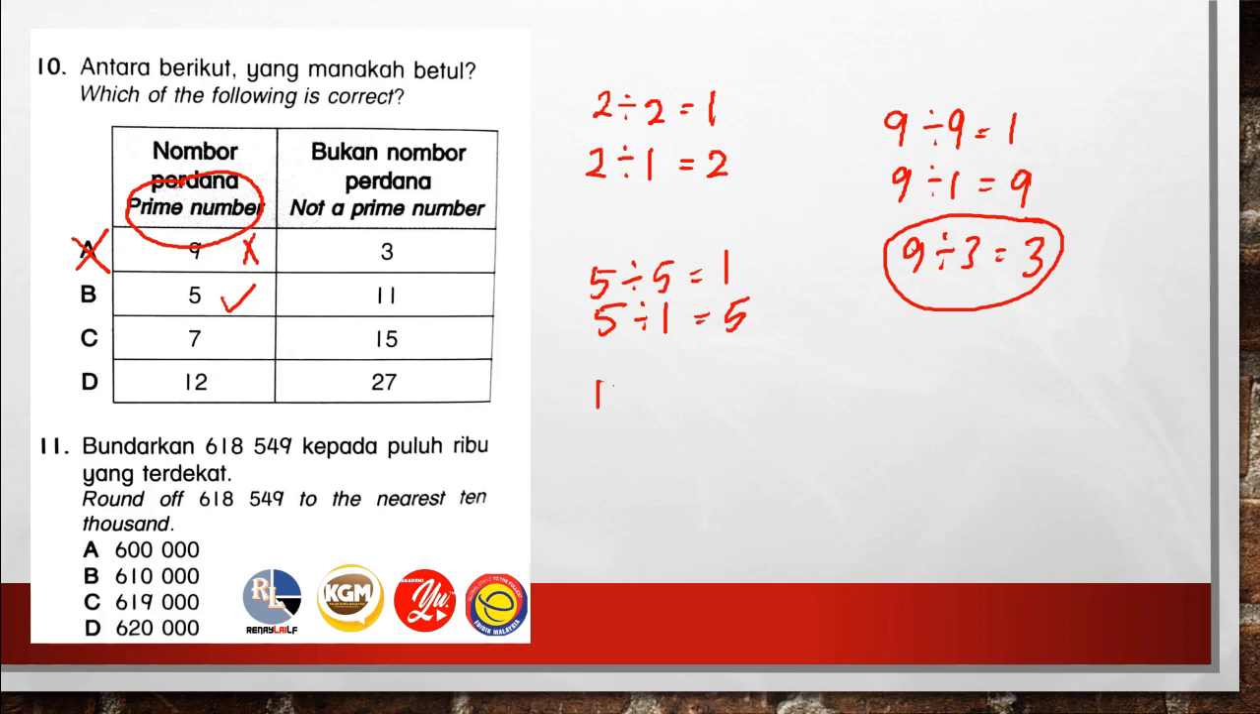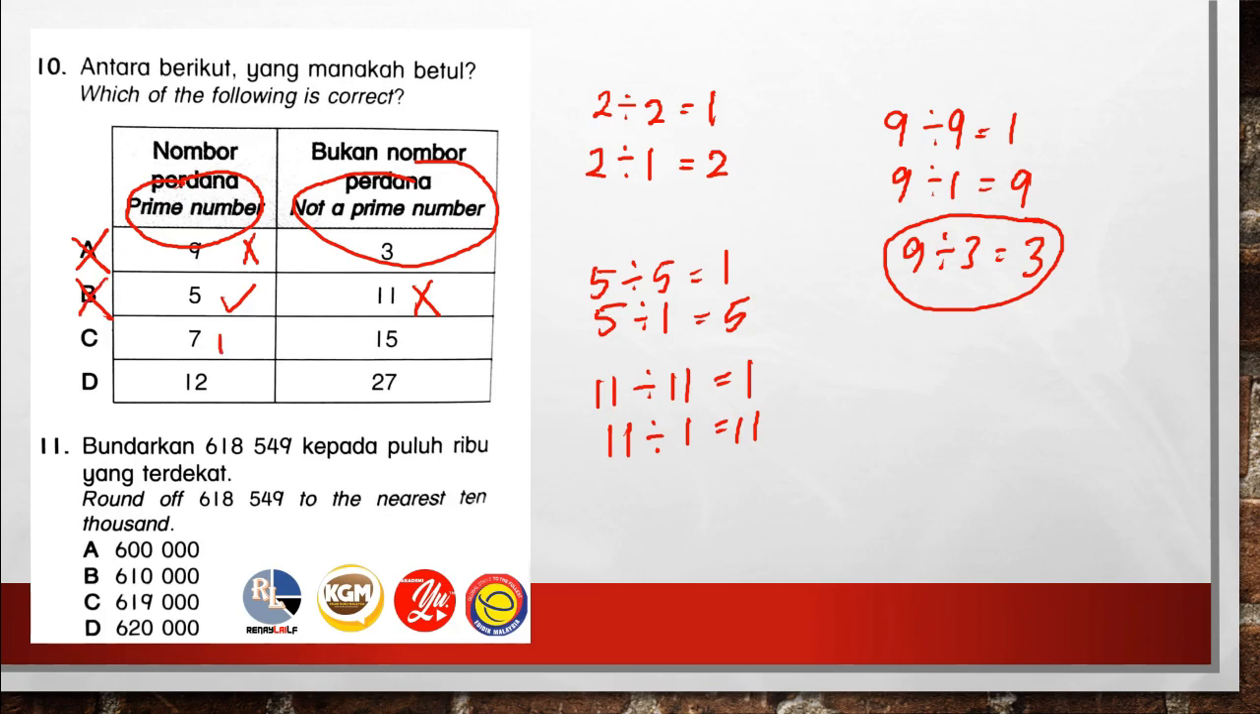11. 11 can only be divided by itself, and 11 can only be divided by 1. So it's written here not a prime number. So 11 is wrong. 11 is a prime number. So B is wrong. Let's look at C.